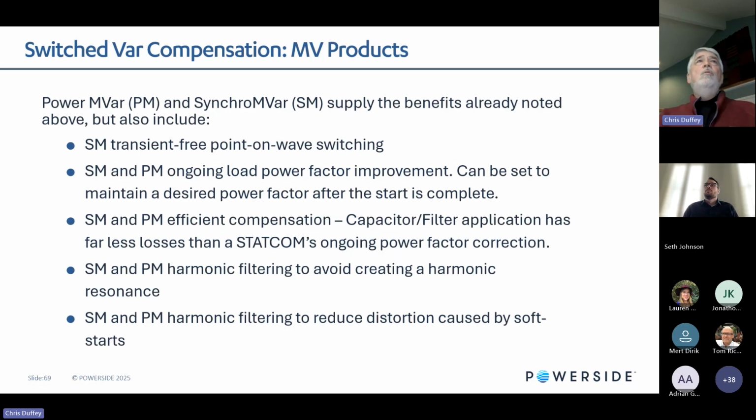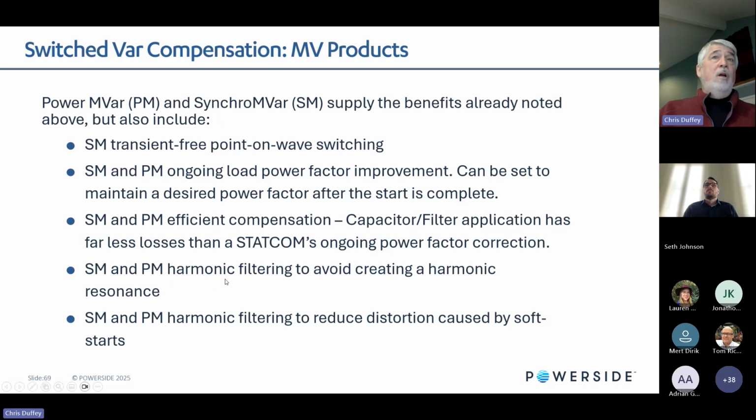So for these 2 tools that we're going to put at this problem, or these 2 mitigation alternatives, the Synchro Megavar has transient-free point-on-wave switching, whereas both of them together offer ongoing load power factor improvement in addition to performing their starting action. So you can set it to maintain a desired power factor. They both are an efficient method of compensation. The capacitor filter application has far less losses than a StatCom's ongoing power factor correction. If you're going to use a StatCom to continue to do power factor correction over time, you have all the switching losses, the switching electronic losses.